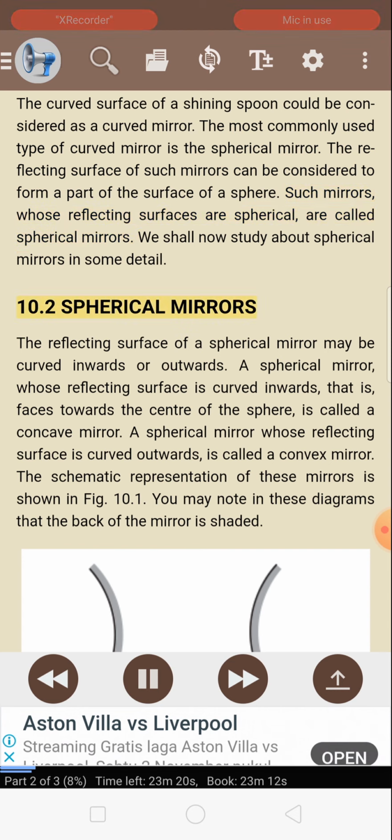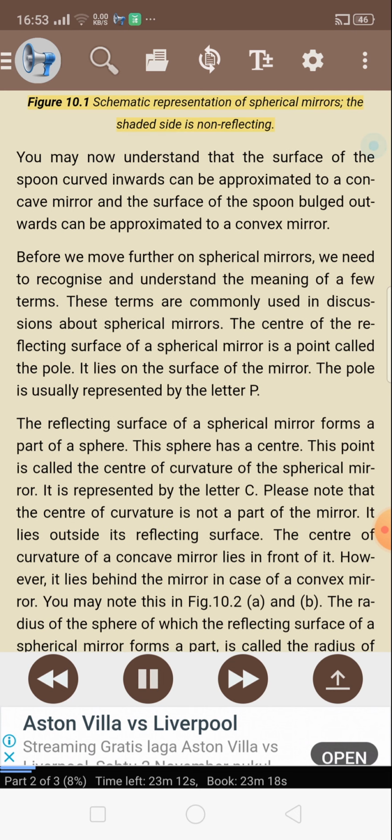10.2 Spherical mirrors. The reflecting surface of a spherical mirror may be curved inwards or outwards. A spherical mirror whose reflecting surface is curved inwards, that is, faces towards the center of the sphere, is called a concave mirror. A spherical mirror whose reflecting surface is curved outwards is called a convex mirror. The schematic representation of these mirrors is shown in figure 10.1. You may note in these diagrams that the back of the mirror is shaded. Figure 10.1, schematic representation of spherical mirrors, the shaded side is non-reflecting.